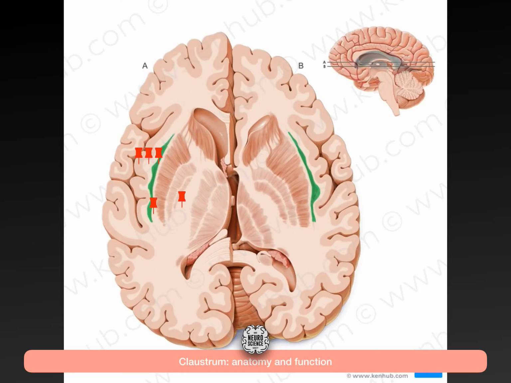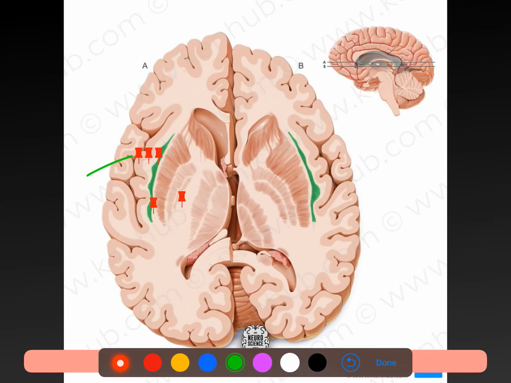So putting these pins in here, a little spotter for you, you should be able to identify each of these structures. Let's say this is number 1, this is number 2, this is number 3, this is number 4, this is number 5. Pause the video now and try to work out which is which. So 1 is your insula, 2 is your extreme capsule, 3 is your claustrum, 4 is your external capsule, and 5 is your internal capsule.